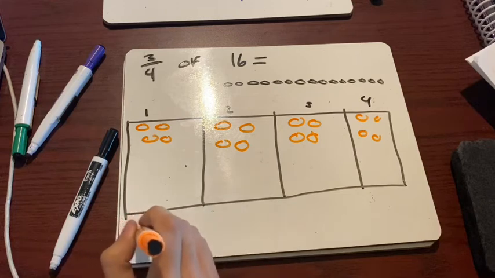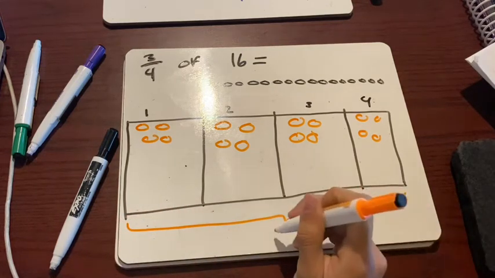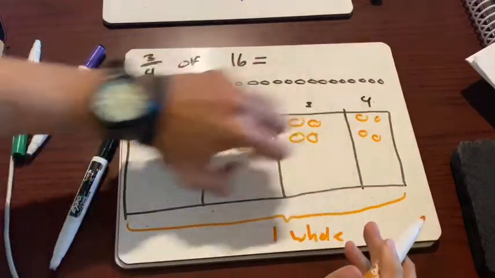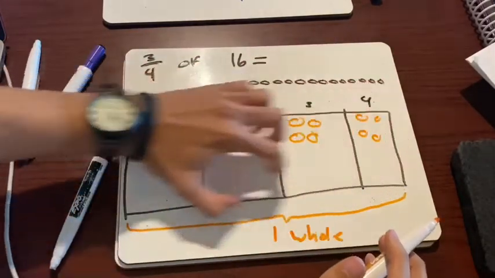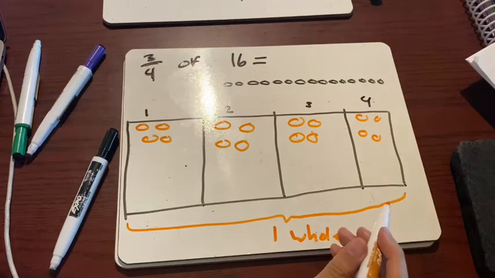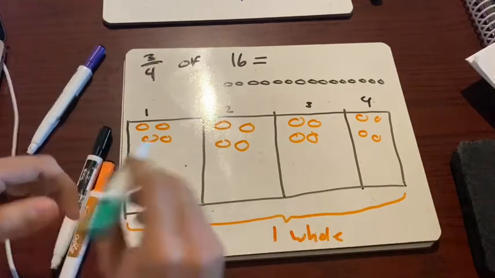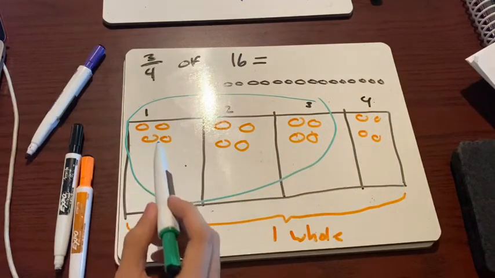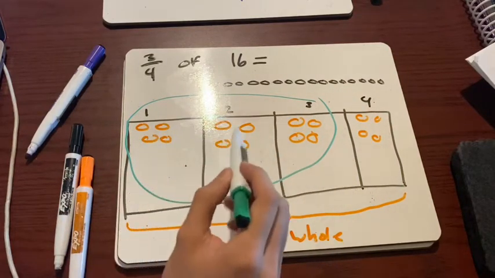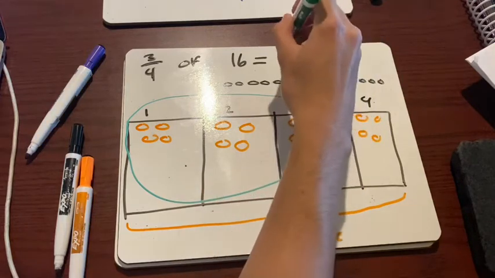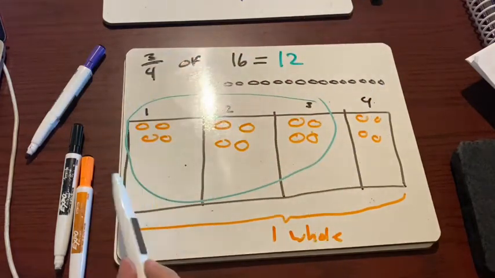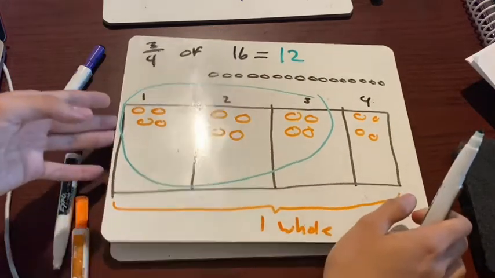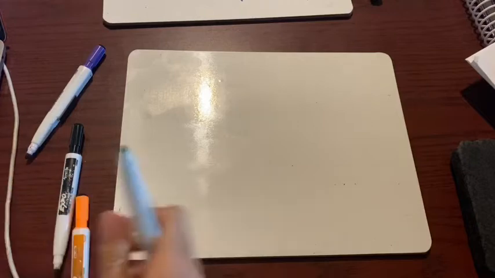If this whole piece, everybody, is one whole, did your friend grab all 4 pieces? Did your friend grab the whole bar? No, they only grabbed 3/4 of it. They only grabbed this many. So let's count up to see what it is. 1, 2, 3, 4, 5, 6, 7, 8, 9, 10, 11, 12. So our answer to 3/4 of 16 is 12. And that's it.